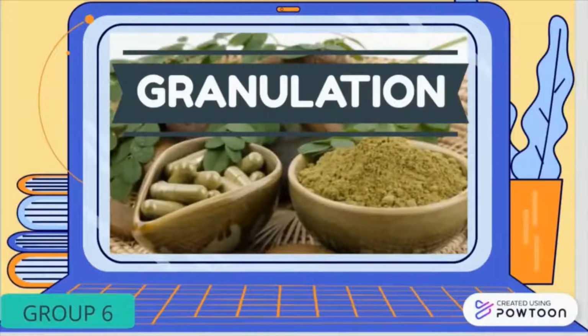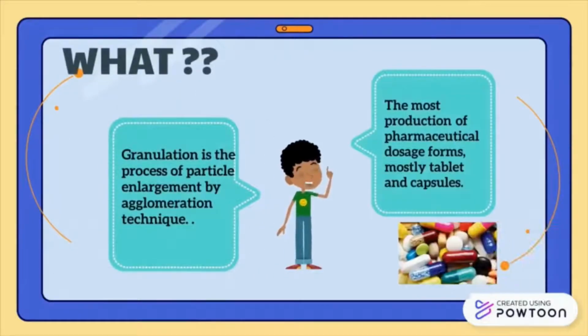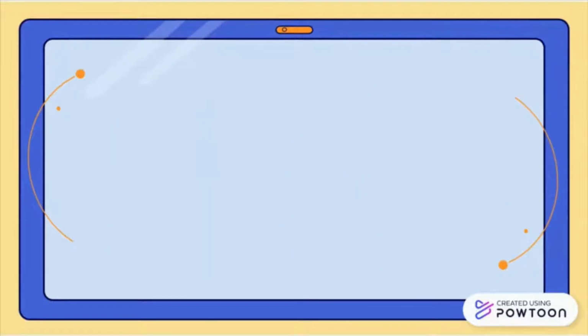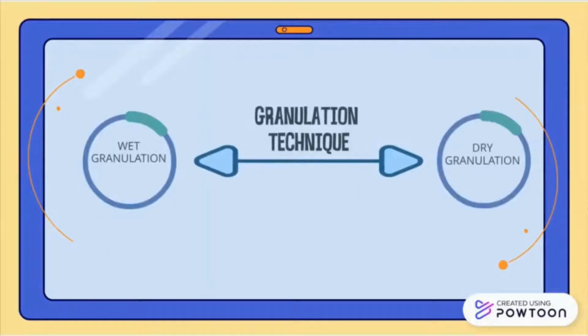Granulation. Granulation is the process of particle enlargement by agglomeration technique. It is used in most production of pharmaceutical dosage forms, mostly tablet and capsule. Granulation has two types of technique, which are wet granulation process and dry granulation process.